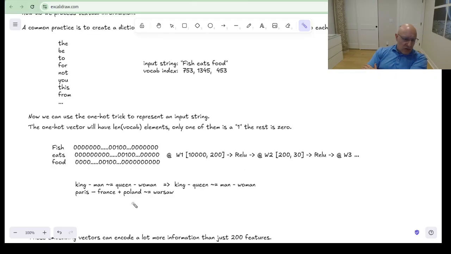And there was a famous paper that showed that they trained a model with embedding tables, and then they showed that if you take the trained embedding for word king and you subtract man, you will get something that's similar to queen minus woman, or king minus queen would be approximately equal to man minus woman, or Paris minus France plus Poland would be something like Warsaw. So this vector here would be approximately similar to this vector there.